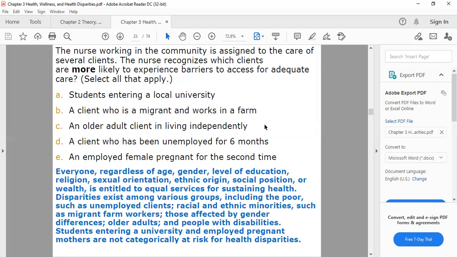So regardless of age, gender, level of education, religion, sexual orientation, ethnicity, social position, or wealth, everyone's entitled to equal services. Disparities are going to be more common among racial ethnic minorities, migrant farm workers, those with gender differences, older adults, people with disabilities.